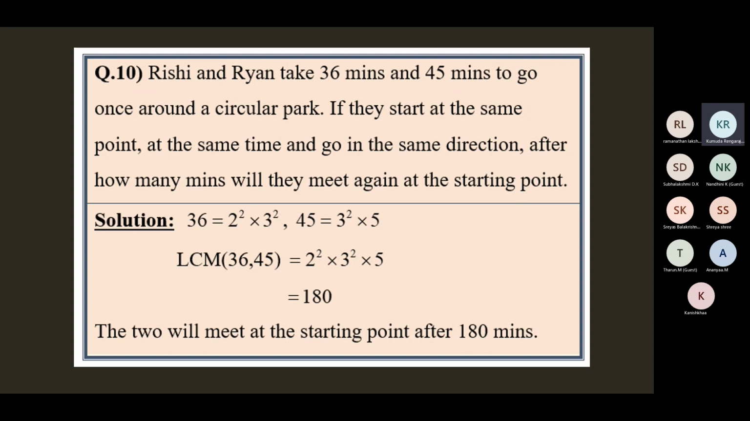So these boys, to do one round, take 36 minutes and 45 minutes. So when will they meet again? Obviously, they'll not meet in less than 45 minutes. To complete one round itself, the second boy takes 45 minutes. So obviously, for the two boys to meet again at the starting point, the answer should be more than 45. So if it is more than 45, it is the LCM.